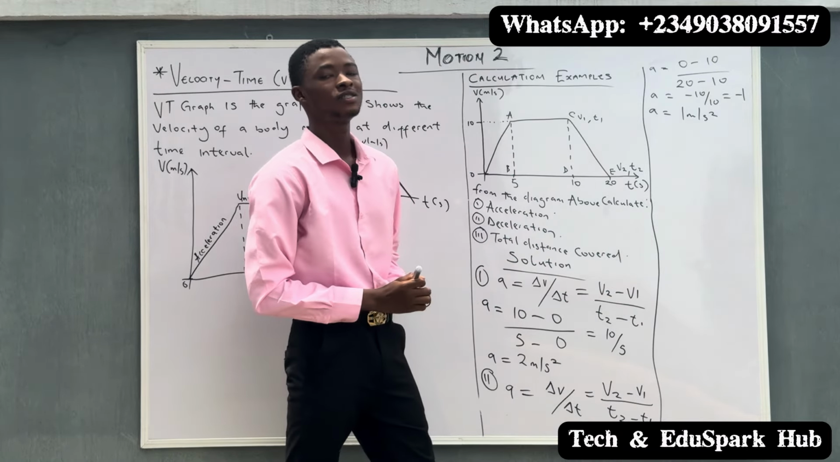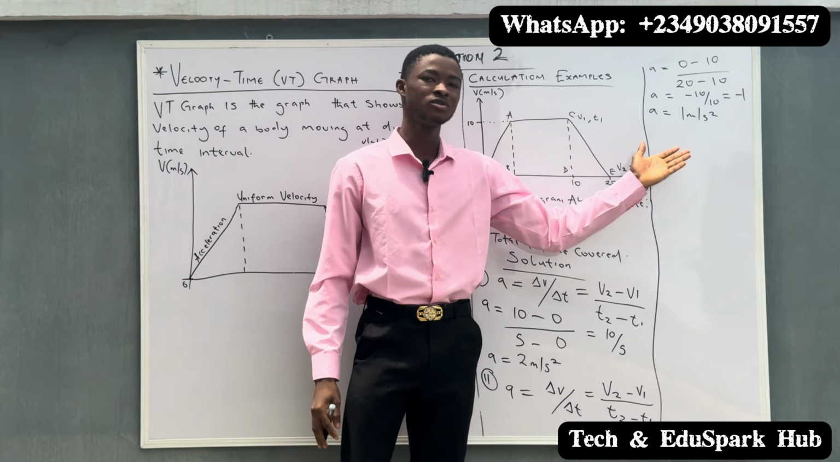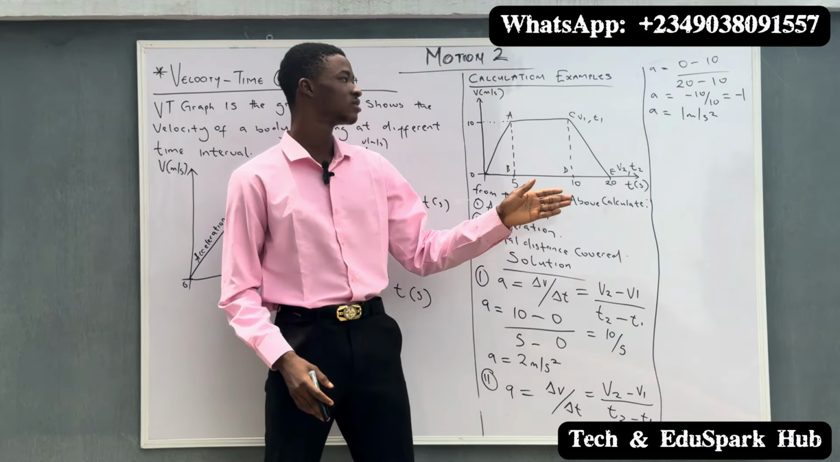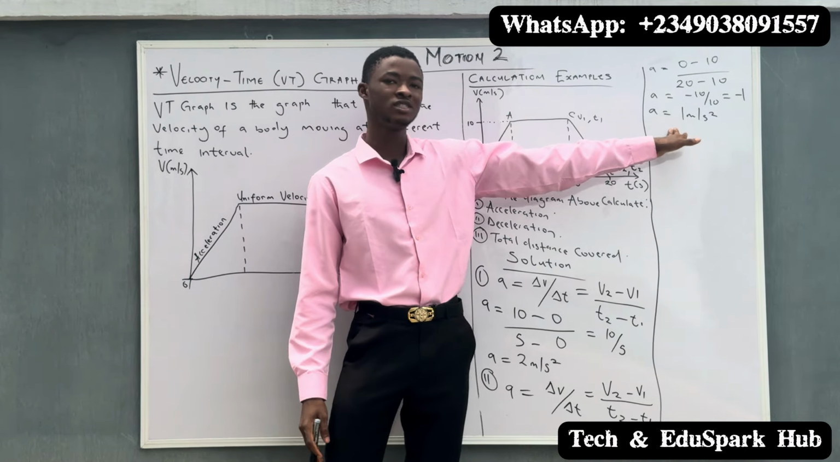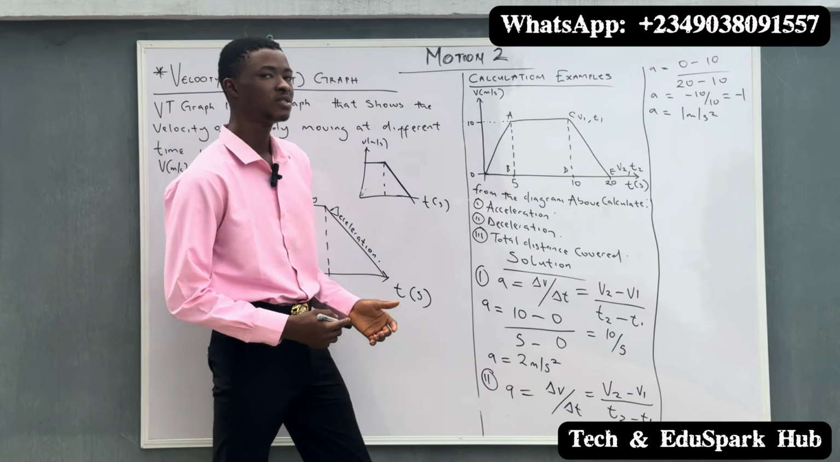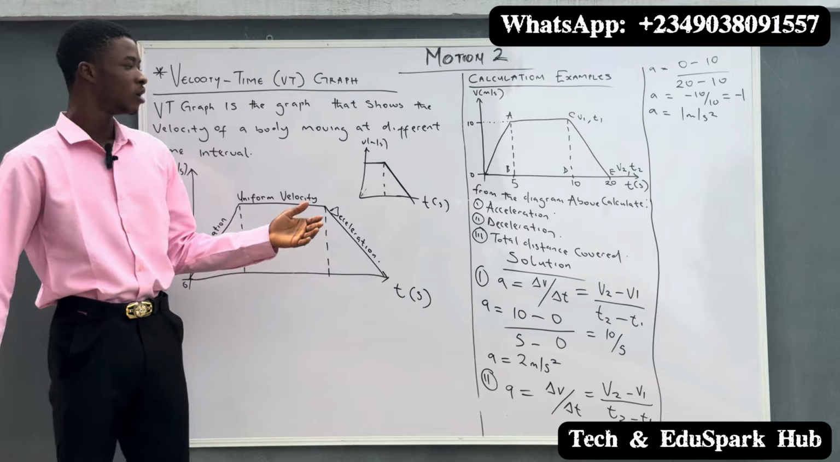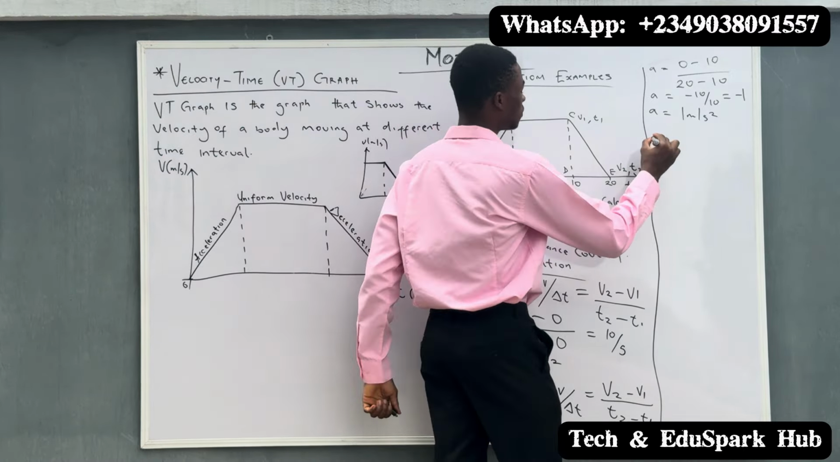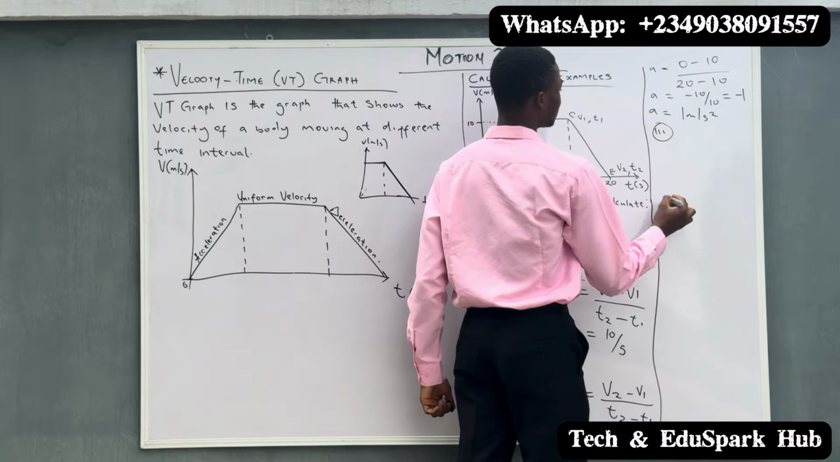Remember, deep down it is negative, but we are going to ignore it. The negative is just telling us that the body is decelerating, but the acceleration for the body to decelerate is 1 meter per second square. And this is the completion of the second part of this question. So let's look at the third part of this question. The third part is asking us to calculate what?